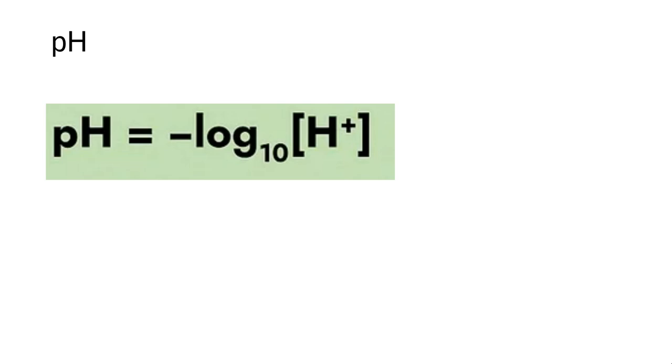A pH below 7 is acidic, and above 7 is basic. So this is the equation for pH if you don't know it: minus log 10 of H plus ion concentration.